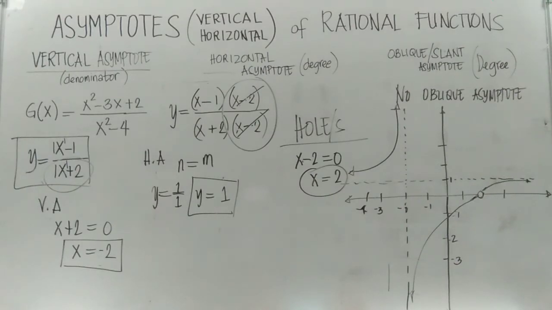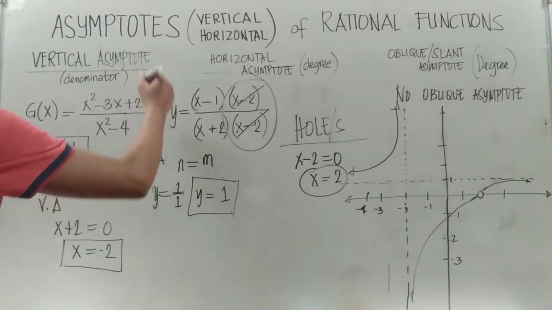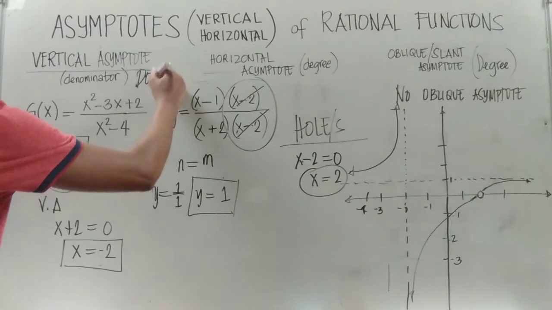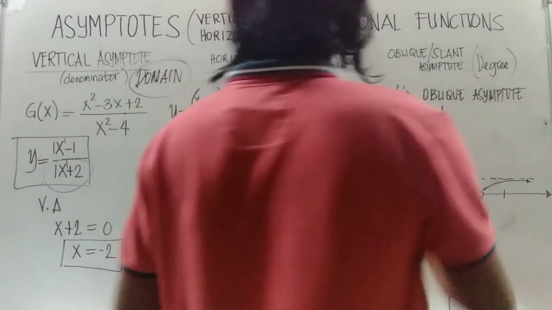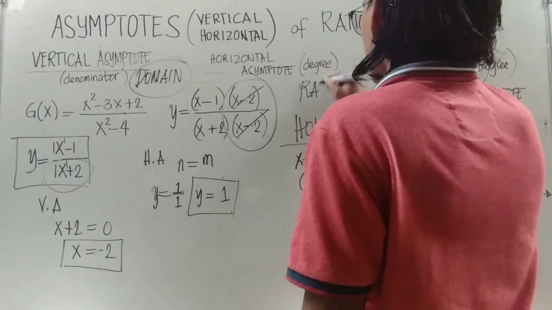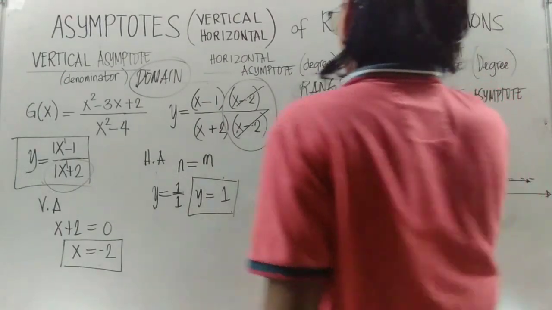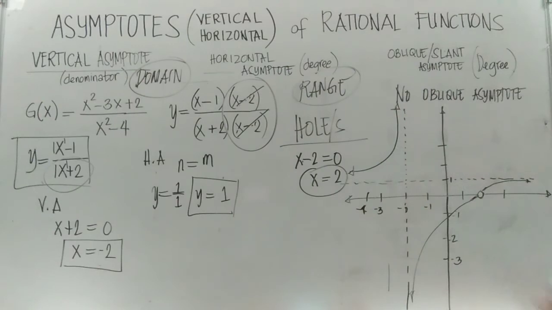Later I will discuss the relationship of your vertical asymptote to your domain and the relationship of your horizontal asymptote to your range.